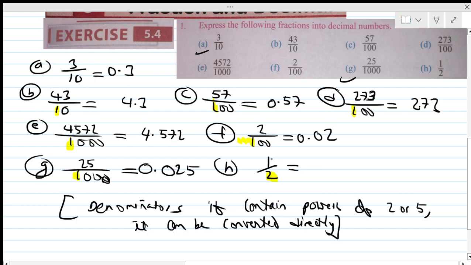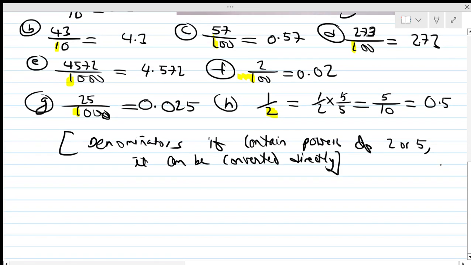Now here we see 1 by 2. Their denominator is 2, so we can change it into 10, 100, like that, and for that we need to multiply by some value. It's 5, 2 times 5 is 10, so by 5 we have to multiply here. So 5 times 1 is 5, 5 times 2 is 10. And now there is a single 0, so after the decimal one digit, so that is 0.5. So that's up to number H, and I go with the next number after H.